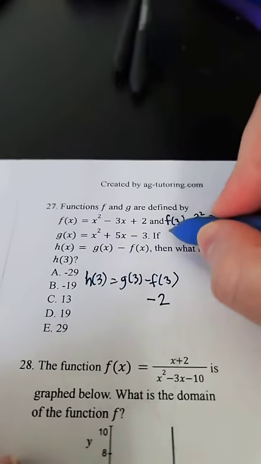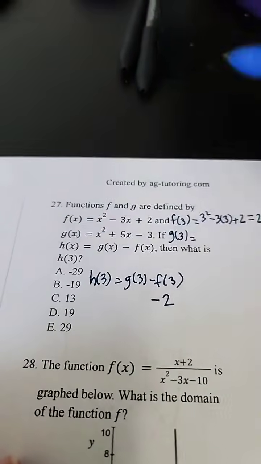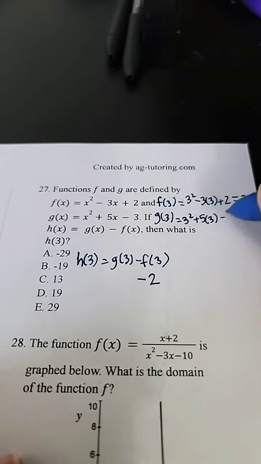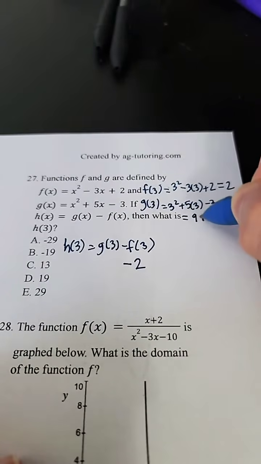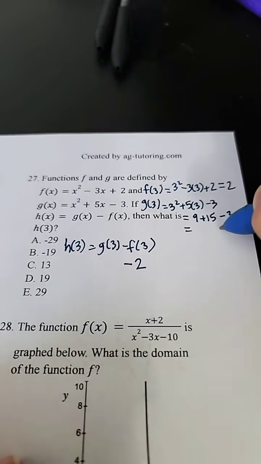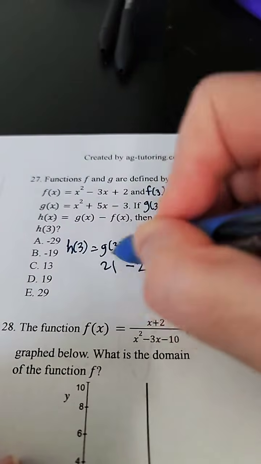Now let's find out what g of 3 is. So g of 3 means we're plugging in 3 everywhere we see x. So we're going to say 3 squared plus 5 times 3 minus 3. And then we're going to say that this is equal to 9 plus 15 minus 3, which 9 plus 15 is just going to be 24. 24 minus 3 is just 21. So then 21 minus 2.